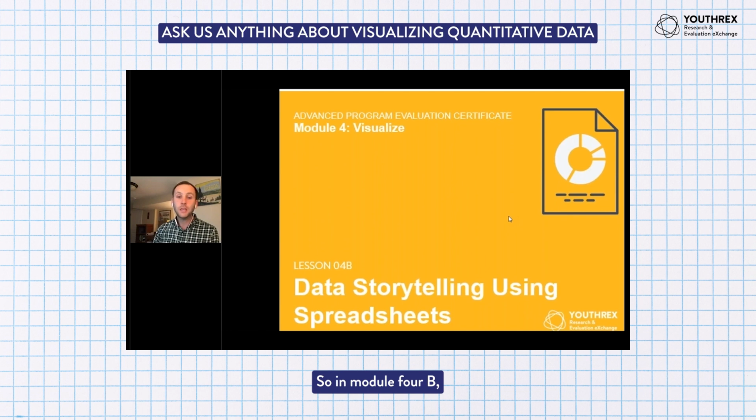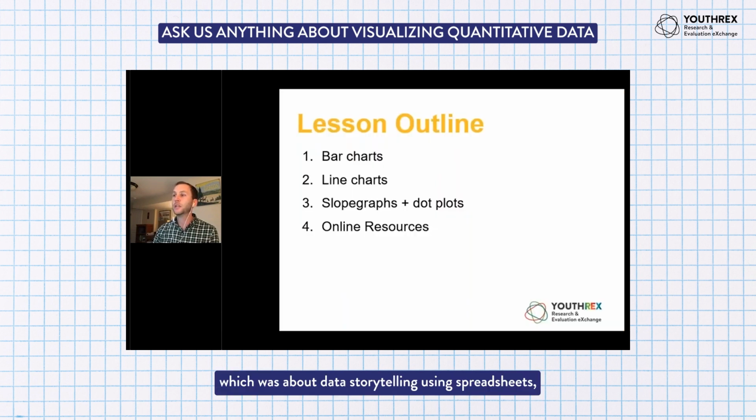In module 4B, which was about data storytelling using spreadsheets, it was really a practical application of the types of principles that we talk about in 4A. I walk through giving some examples of several different types of charts. We start with bar charts because, for many cases, especially where you're doing any kind of comparisons between groups, which is pretty common in the types of fields that folks on this webinar work in, bar charts are the best way to really start out.